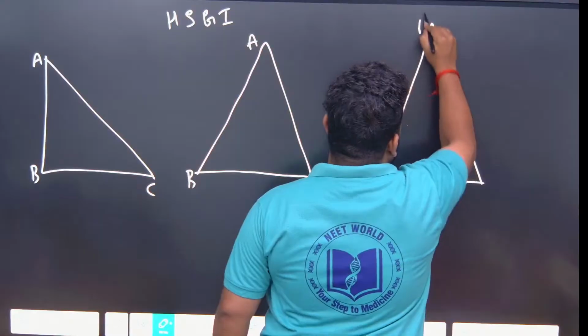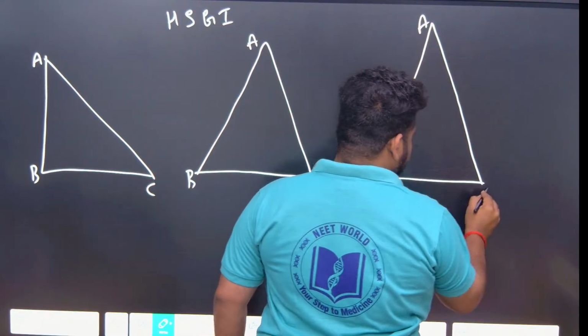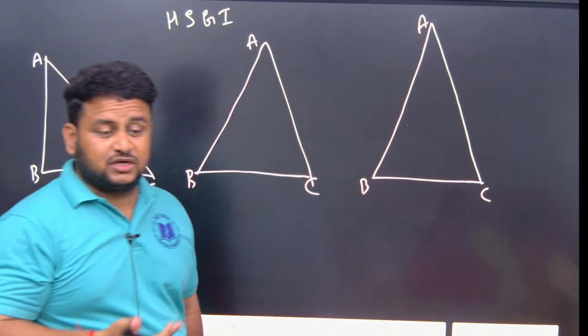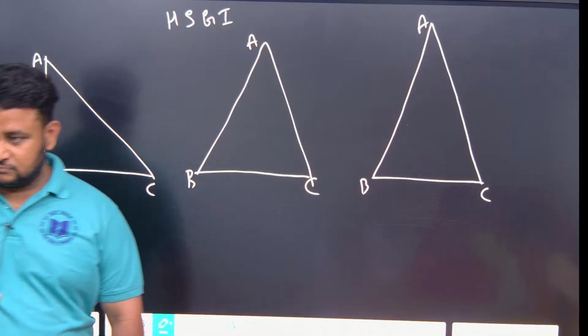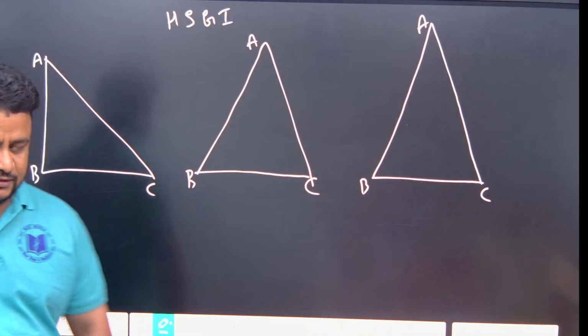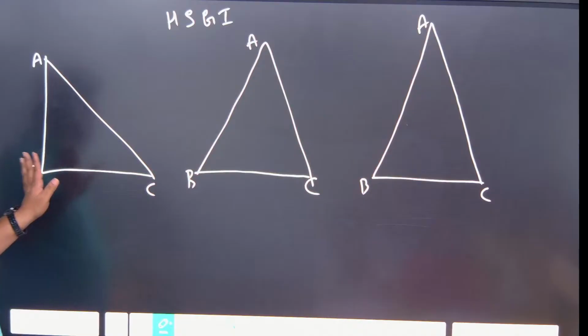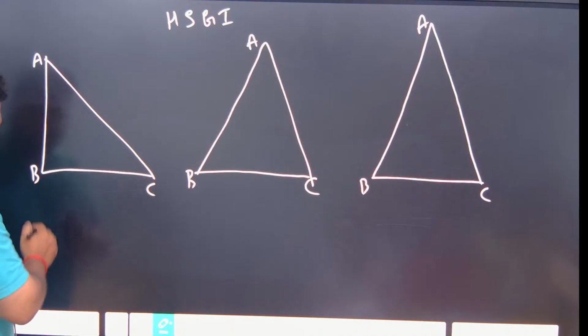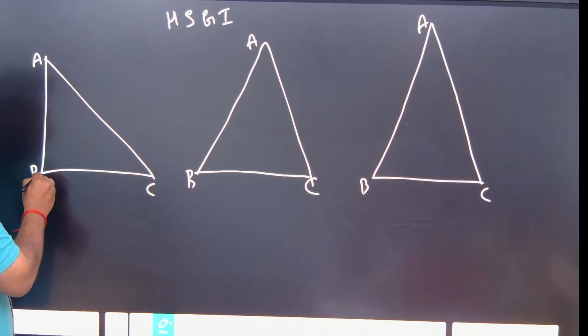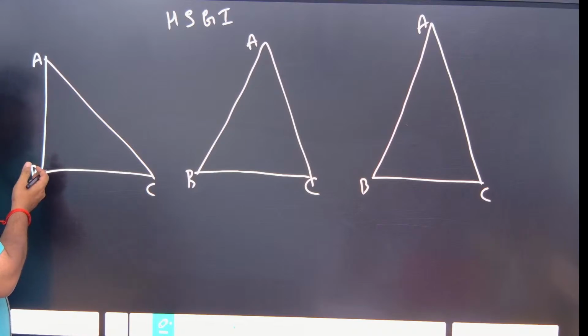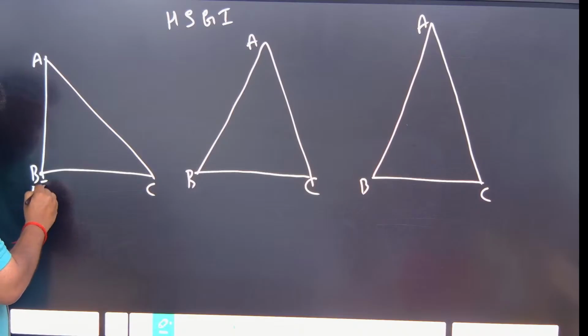Isosceles triangle ABC. Here, where will the positions of the incenter, orthocenter, circumcenter, and centroid be? Now, when we talk about the right angle triangle, observe here, the orthocenter will be at the point where the right angle is. That is, this point B will be the orthocenter, that is H.